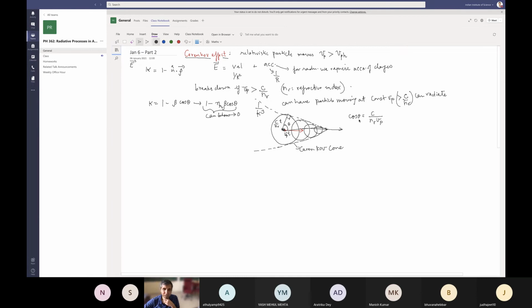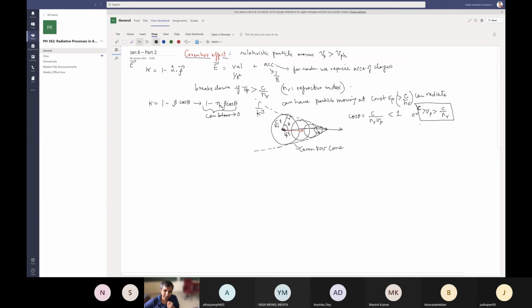For theta to be real, this has to be less than 1, or vp has to be greater than c by nr. So basically the particle velocity is greater than the speed of light in the medium. But of course, vp has to be less than c, since nothing can travel faster than the speed of light in vacuum. So this is the condition for Cherenkov radiation.